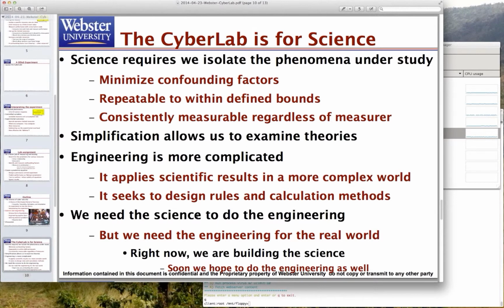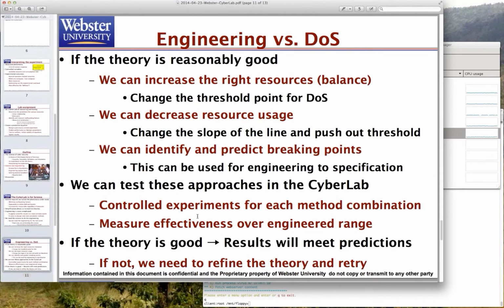Engineering, on the other hand, is more complicated, and the reason is it applies scientific results in a much more complex world. It tries to find design rules and calculation methods that work in the real world based on the scientific result. So what we need is science to do the engineering, but we also need engineering for the real world. And right now, we're building the science, and soon we're helping to build out the engineering as well.